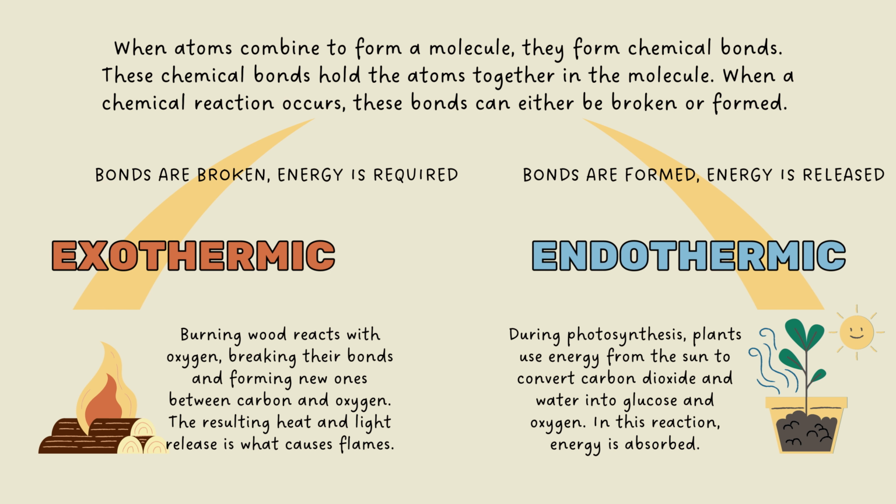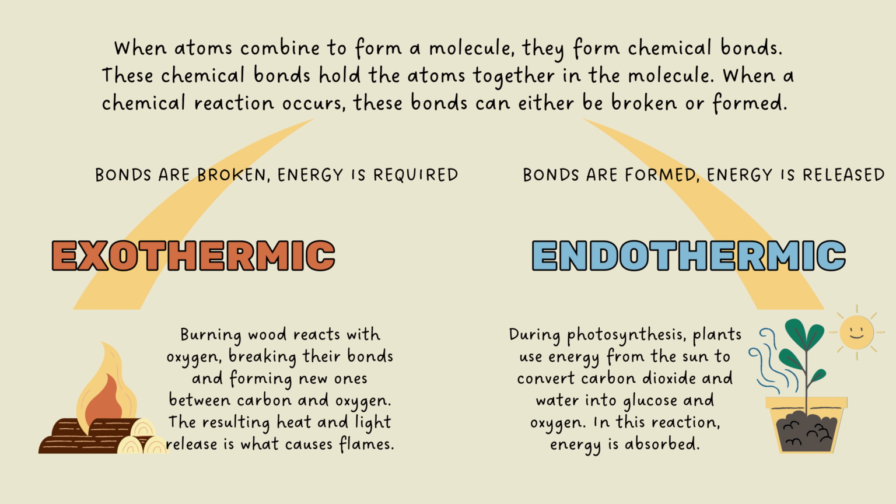When atoms combine to form a molecule, they form chemical bonds. These chemical bonds hold the atoms together in the molecule. When a chemical reaction occurs, these bonds can either be broken or formed. When bonds are broken, energy is required, this is called exothermic. Burning wood reacts with oxygen, breaking their bonds and forming new ones between carbon and oxygen. The resulting heat and light release is what causes flames.